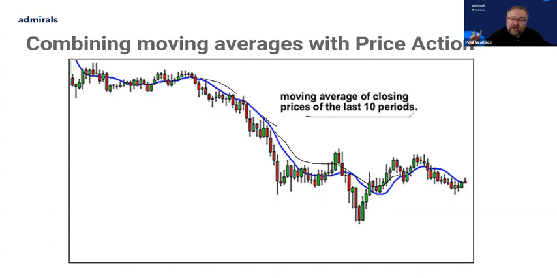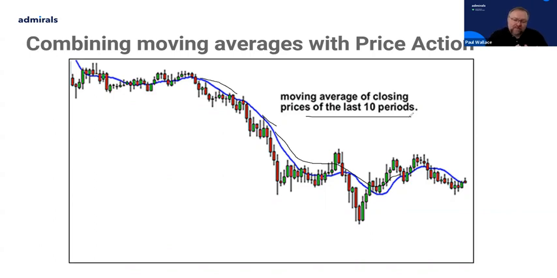So a 10 period moving average is effectively taking the last 10 closes, adding them up, taking an average of it, and then plotting it. So the clue's in the name, ladies and gentlemen. It's averages that are moving. So fancy that. This is, as I said, moving averages.